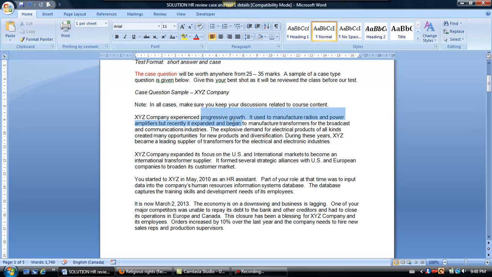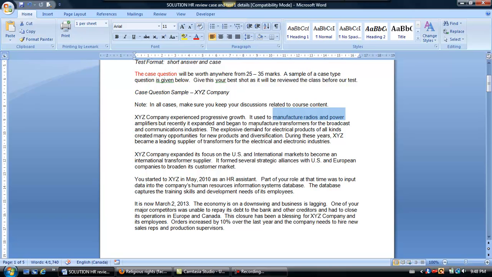They've been growing, which is great. They manufacture radios and power amplifiers, and they've recently expanded their business to manufacture transformers for the broadcast and communications industry. There's been great demand for their products, and it's created new opportunities for new products and diversification. It says during the years, XYZ was a leading supplier of transformers for the electrical and electronics industries.